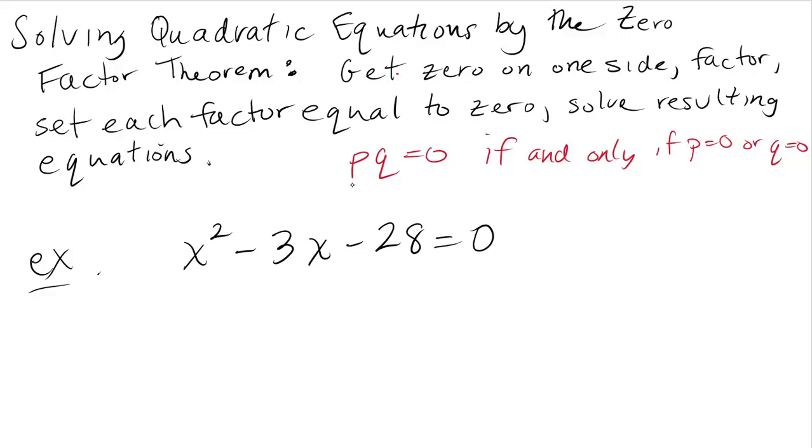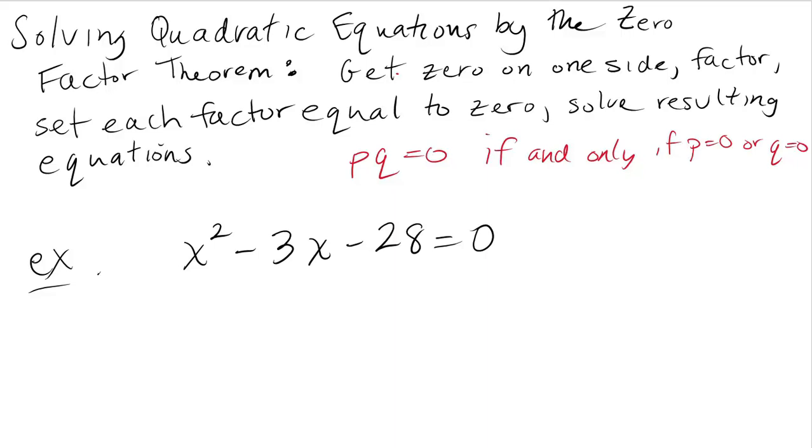More important to us is the other thing that it says. It says that if p times q is equal to 0, then one of those 2 factors is equal to 0. So if we can rewrite a polynomial as a product that's equal to 0, then one of those factors has to be equal to 0. With quadratic equations, you're only going to have 2 factors, and each of those factors will be linear, so the resulting equations will be easy to solve.